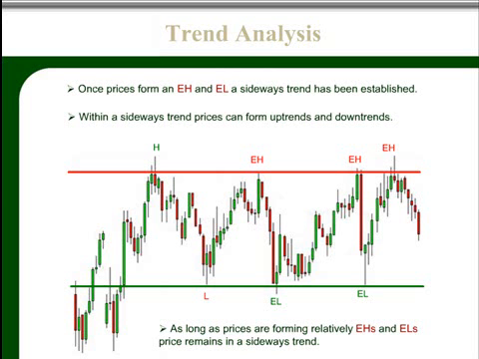Within a sideways trend, prices can form uptrends and downtrends. Look at the move down between A and B. Prices formed lower lows and lower highs, which is a downtrend within a sideways trend. Look at the move higher between C and D. Prices formed higher highs and higher lows, which is an uptrend within a sideways trend.